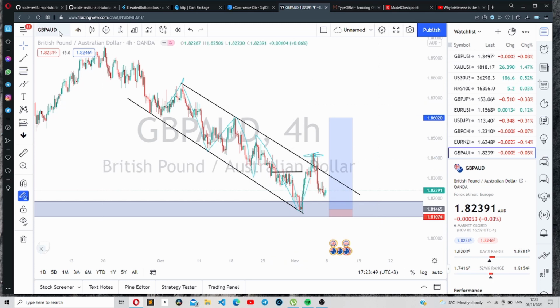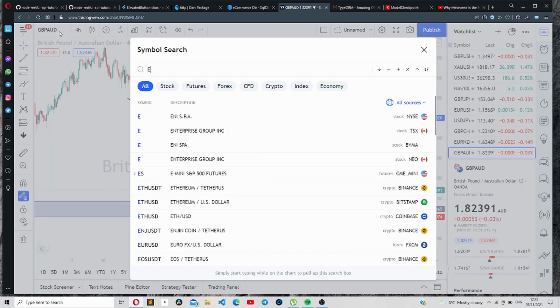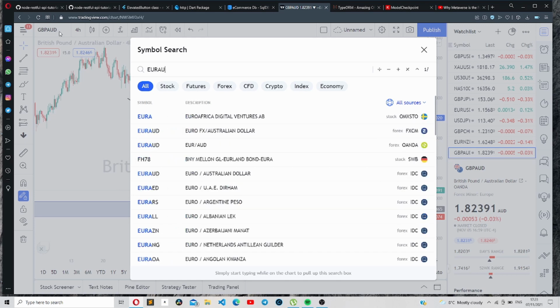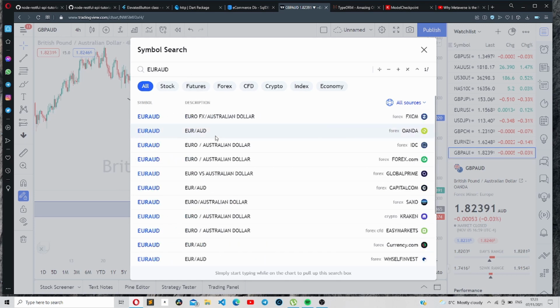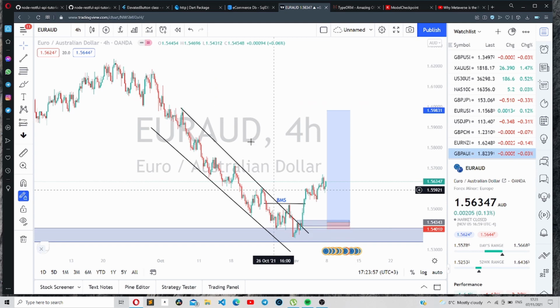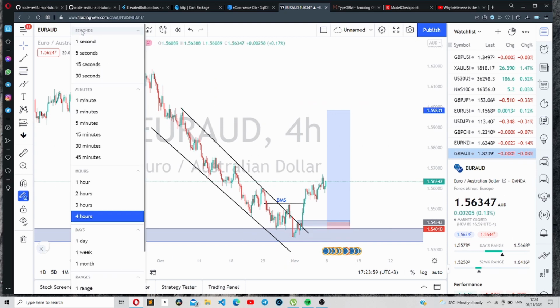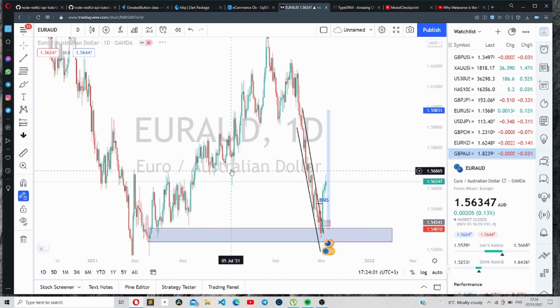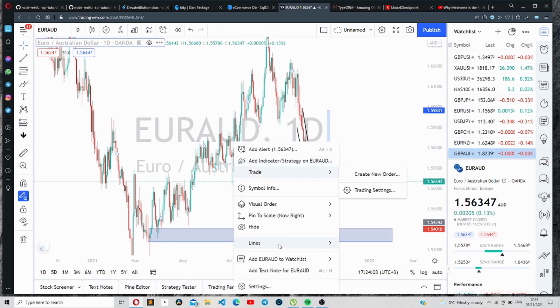Let's then shift on to Euro AUD. Okay, guys, on Euro AUD, the setup is almost similar to GBP AUD. So what are we looking at, right?